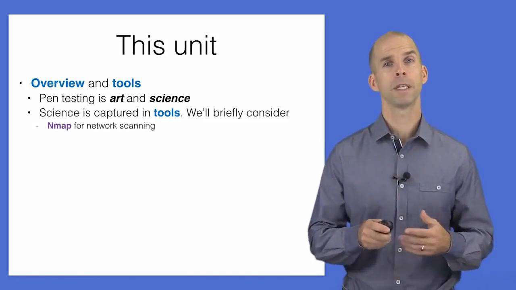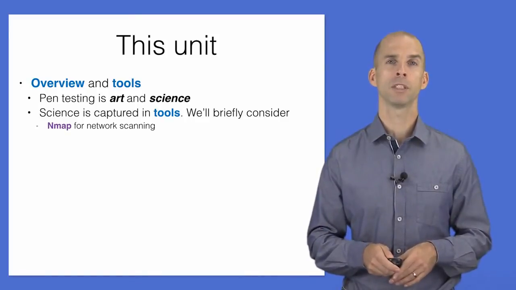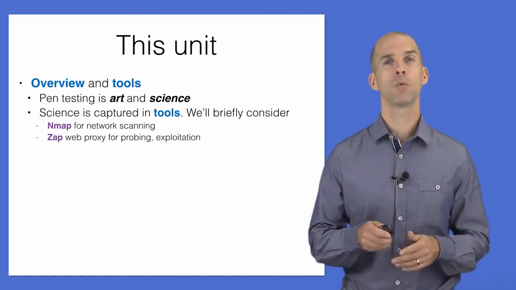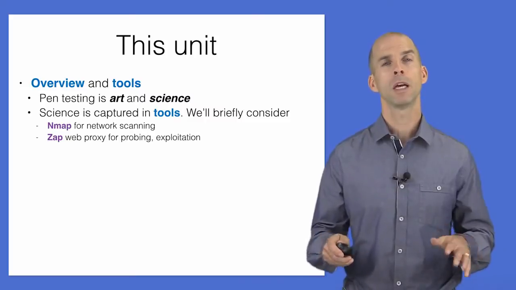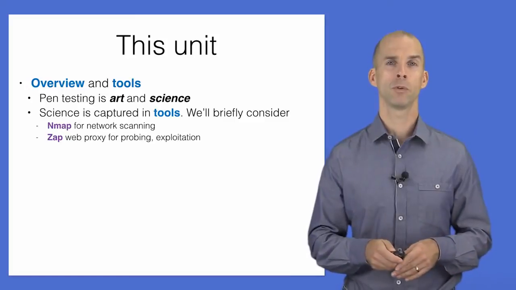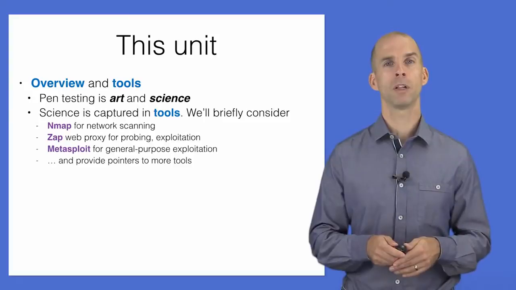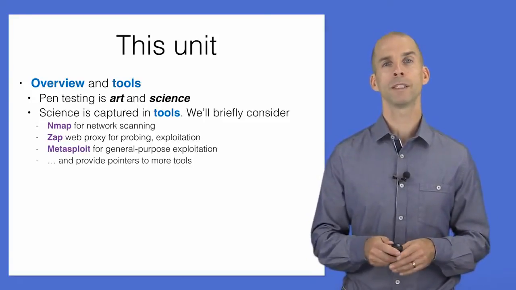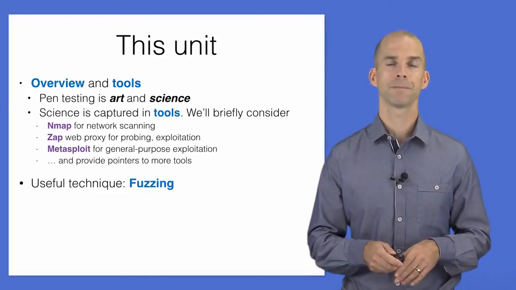First, Nmap is a tool for scanning networks, probing for computers and other devices that might be targets of attack. Zap, another tool we'll look at, is a web proxy that intercepts communications between a web browser and a web server, allowing the pen tester to see what's going on and to manipulate it, looking for vulnerabilities. Third, Metasploit is a tool for developing and deploying exploits. It is highly configurable with a toolkit that pen testers can use to find and exploit vulnerabilities.